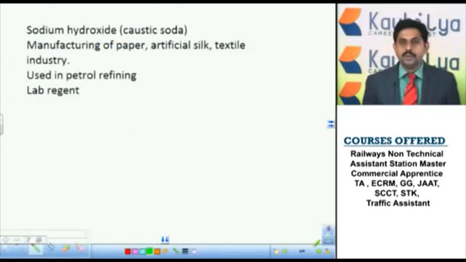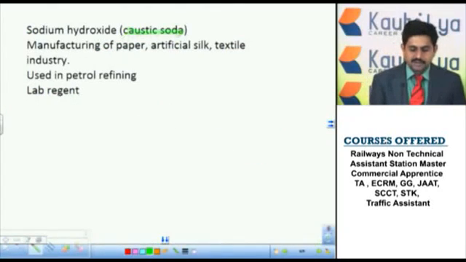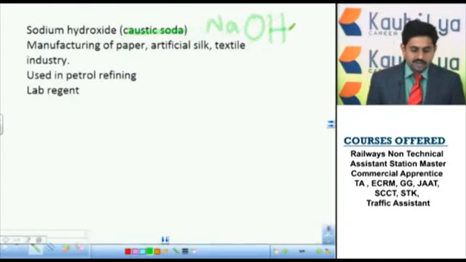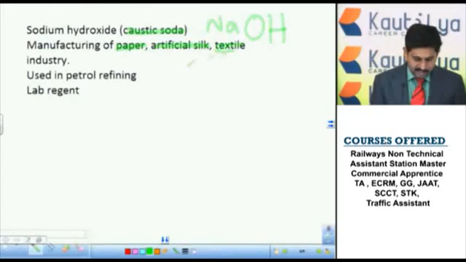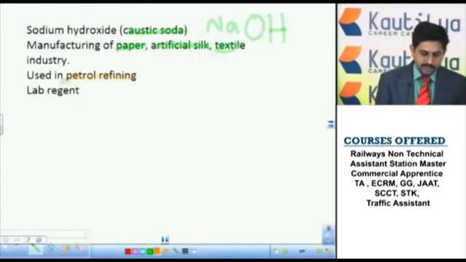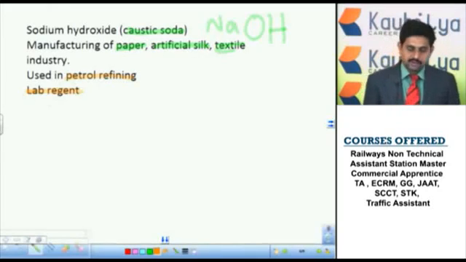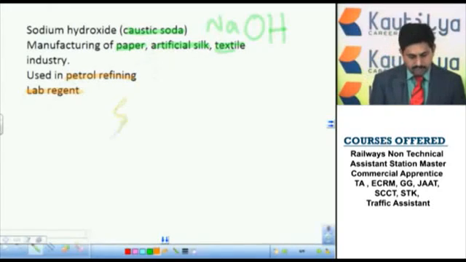Next, sodium hydroxide. It is called caustic soda. Caustic soda, sodium hydroxide, NaOH. This is a salt or compound of the first group element. Okay, so it is useful for the manufacturing of paper, artificial silk, and textiles, and it is also used in the textile industry. It is also used in petroleum refining and is one of the lab reagents.